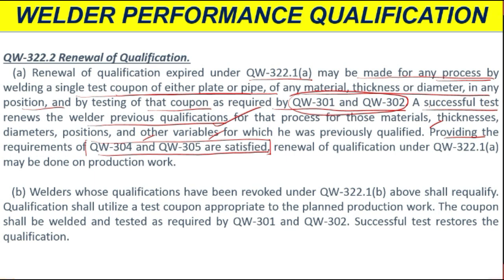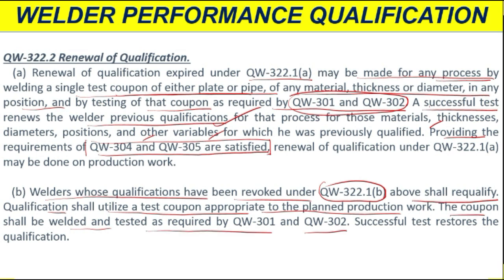And the second one is welders whose qualification has been revoked. If an older qualification is revoked under QW 322.1(b), the welder shall requalify. Requalification shall utilize a test coupon, which can also be one test coupon of client production work. The coupon shall be welded and tested as required by QW 301 and 302. A successful test restores the qualification. If all the testing is okay, then we can restore the qualification for that particular welder.